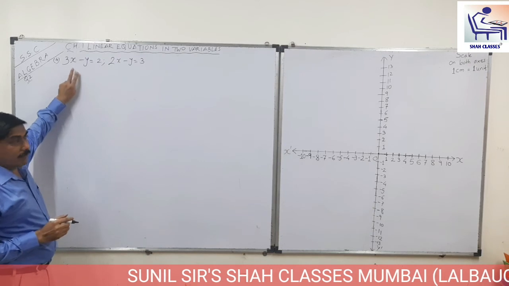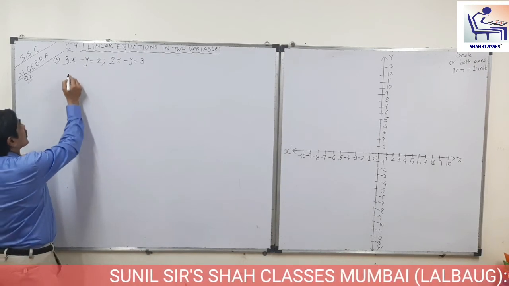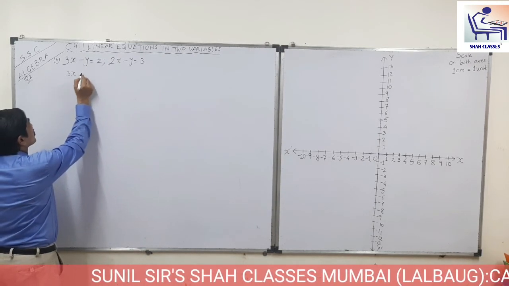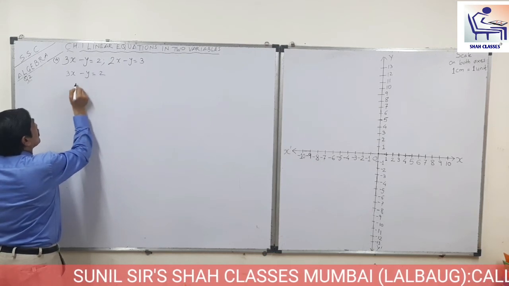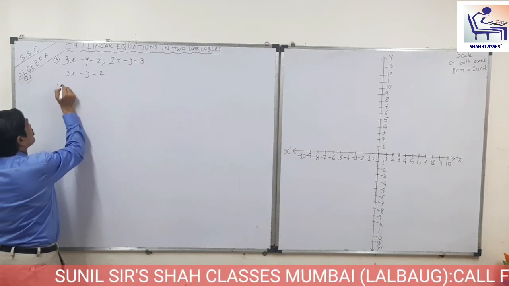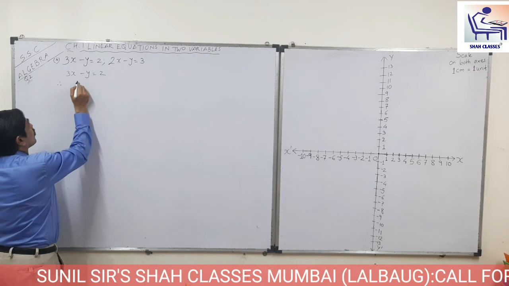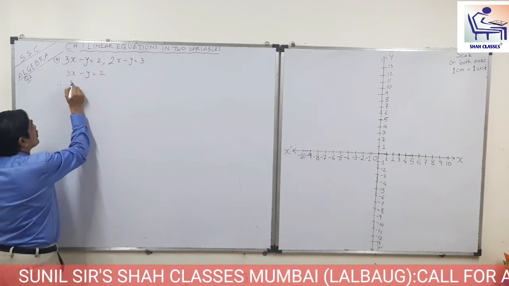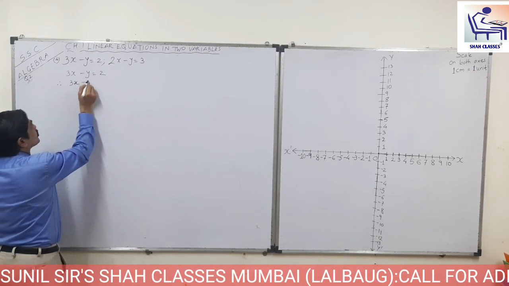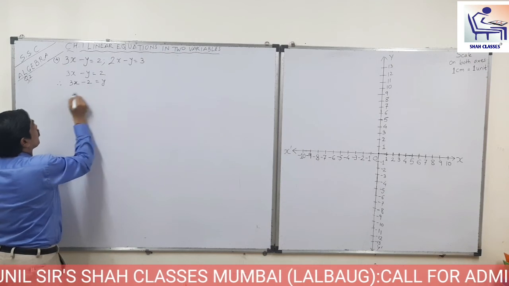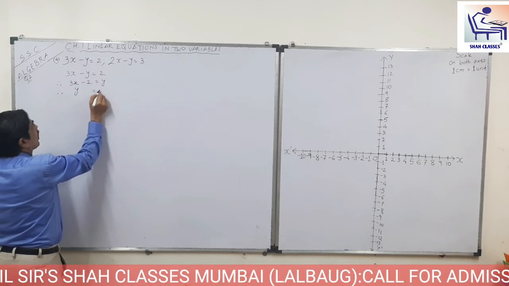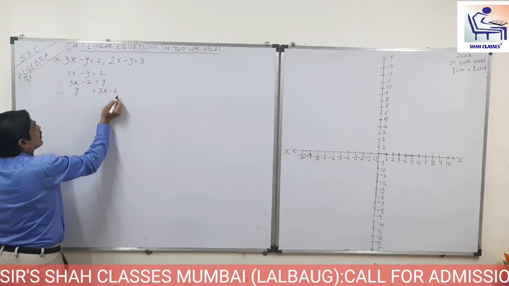Now you find out the value of y for the first equation. So I take the first equation, I try to find out the value of y. Here y is negative, so 3x minus 2 is equal to y. We got the value as y is equal to 3x minus 2.